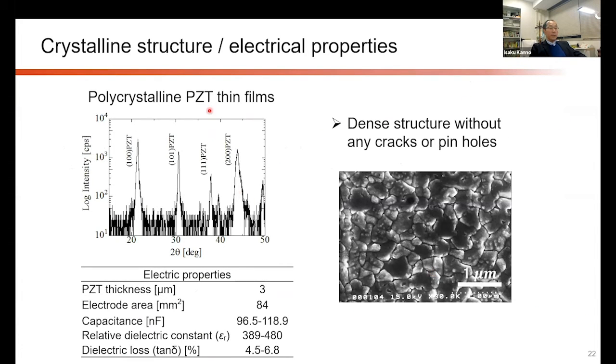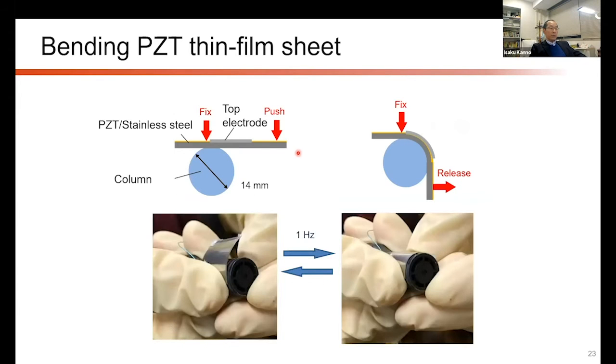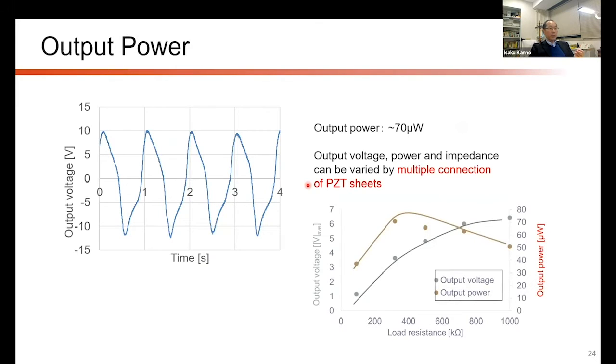So we can prepare PZT thin films on stainless steel foils, and randomly oriented, pyrochlore-free and high-density PZT thin films can be prepared. We prepared the PZT thin films on a 30 micrometer thick stainless steel foil. It's very flexible, so we can easily do large bending. So we try to use this type of PZT foil for energy harvesting applications. When a student bends the PZT coated stainless sheet, it generates a relatively large voltage, and the output power reaches 70 microwatts. It can be used to operate some sensors and sensor nodes.